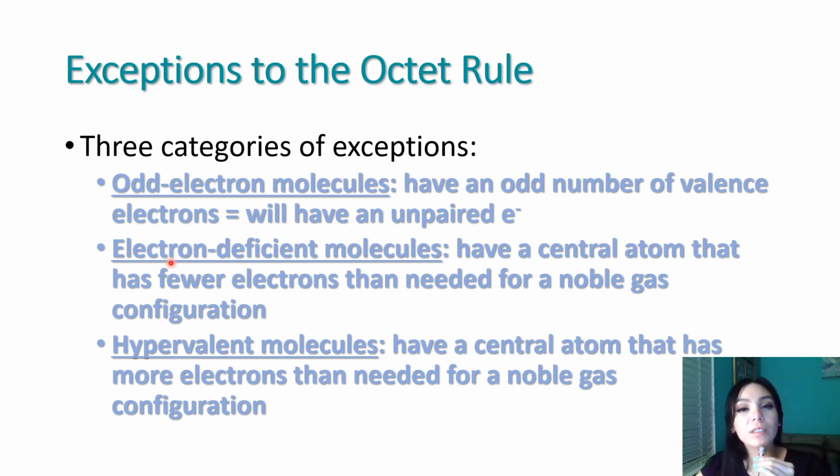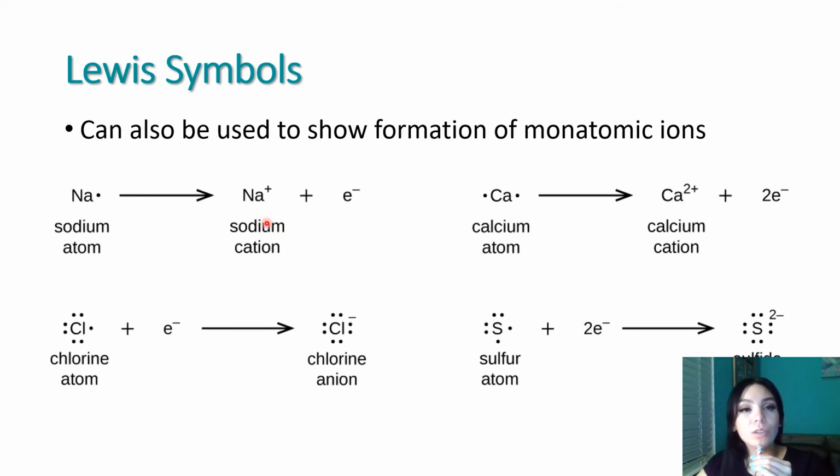We have central atoms, and we're going to describe what a central atom is, but we have central atoms that will have less than 8 electrons around it, and then we have central atoms that will have more than 8 electrons around it. We call this hypervalent. Hyper just means a lot, like many. Valent means like the electrons around it. Electron deficient describes itself.